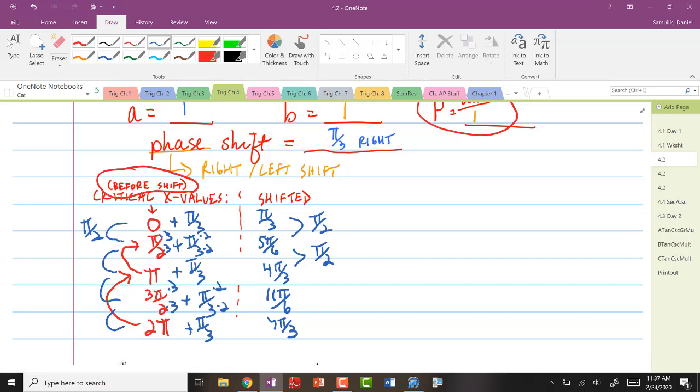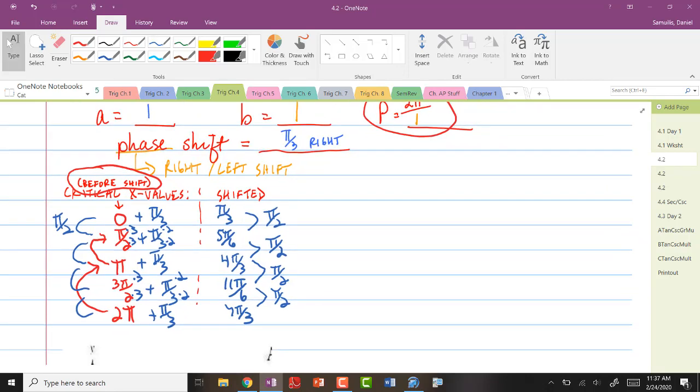So what I started doing was adding 3 pi over 6, which is the equivalent of pi over 2. These are still pi over 2 away from each other, one fourth of whatever the period is.